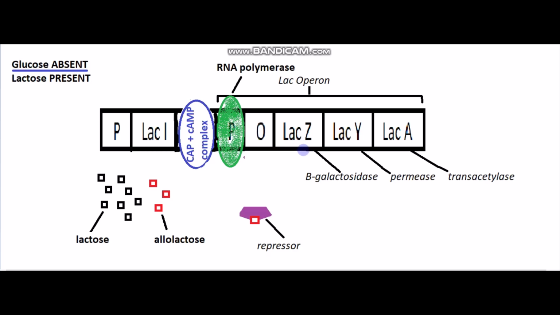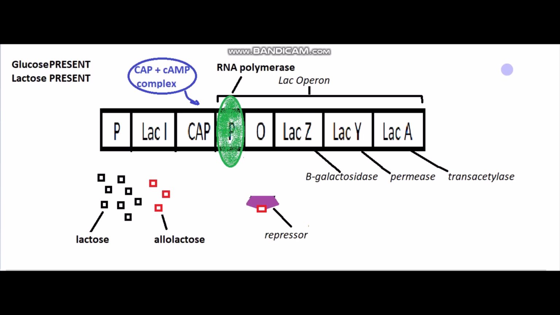It means that more beta-galactosidase will be produced, more permease will be produced, and more trans-acetylase will be produced in a given time period. So the lactose metabolism will increase as the concentration of enzymes and proteins coding for lactose metabolism will increase in the cell.